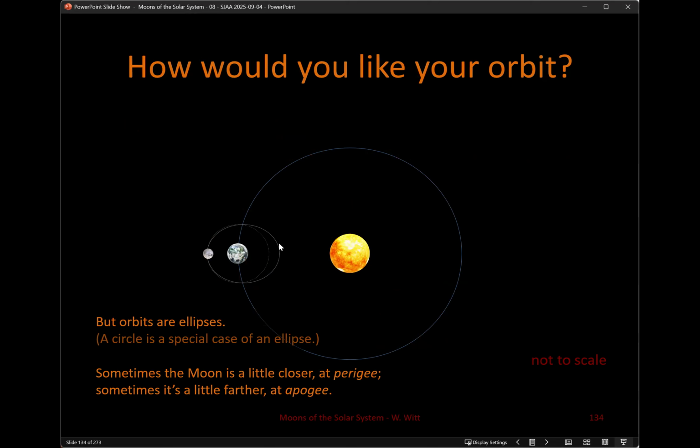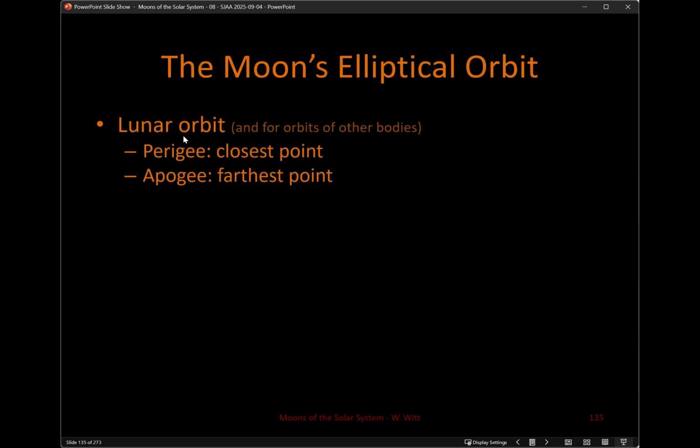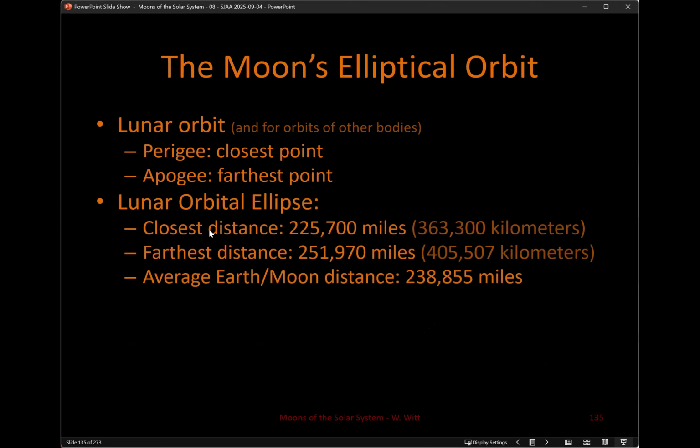Because if this is an ellipse, sometimes the moon is closer and sometimes the moon will be farther, right? So perigee is the closest point, apogee is the farthest point, and the closest distance at perigee is about 225,000 miles. And at the farthest distance, it's about 25,000 or 26,000 miles farther, right? And we have an average distance of 238,000.